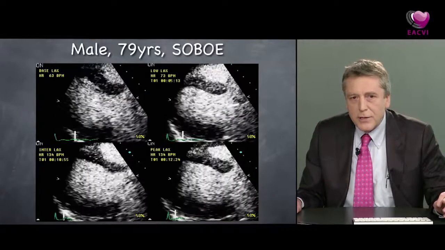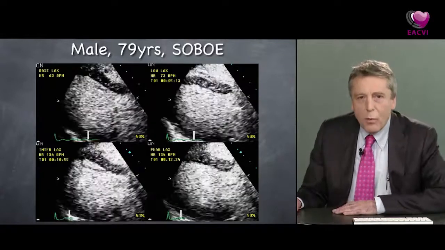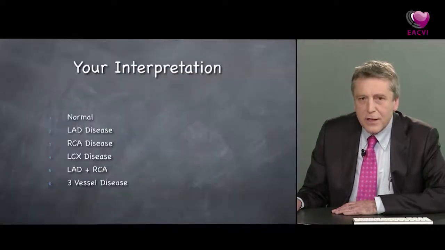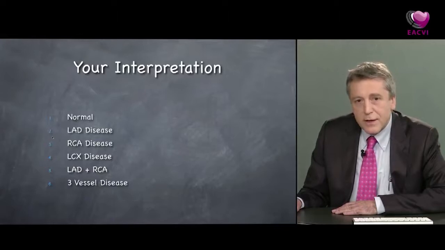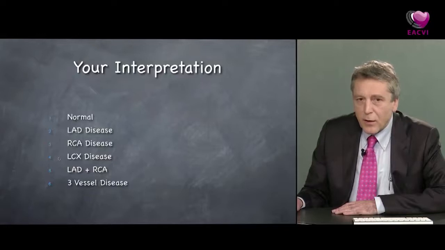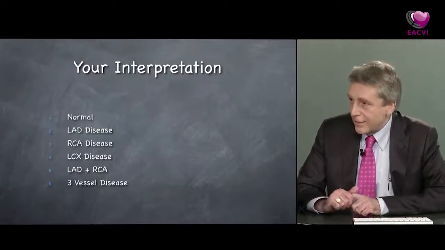Okay, so imagine you've just done this stress echo and you've got to report it now. So choice number 1 is, do you think this is normal? Choice number 2, is it LAD disease? 3, right coronary disease. 4, left circumflex disease. 5, is it a combination of LAD and right coronary? Or 6, is it 3-vessel disease? So again, they have a minute, is that right, Roxy?